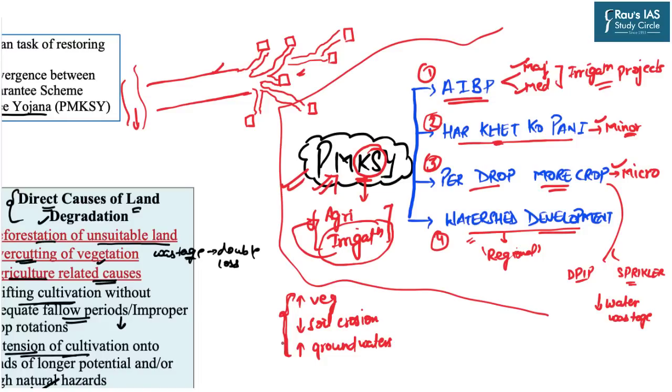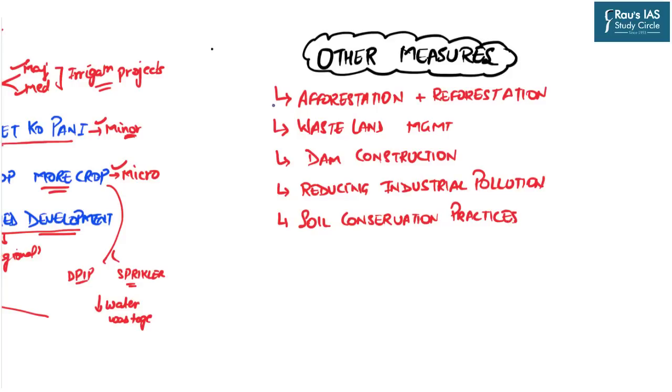But now the question comes whether this one particular scheme is sufficient or not. So the answer is that yes, this scheme has a lot of potential, but there are other steps also which need to be taken in order to tackle the large challenge of land degradation in India. So what can we do about it? What can be a way ahead along with this particular scheme? So the first thing is that policies must focus on afforestation and reforestation practices. We must increase the base of natural vegetation across India.